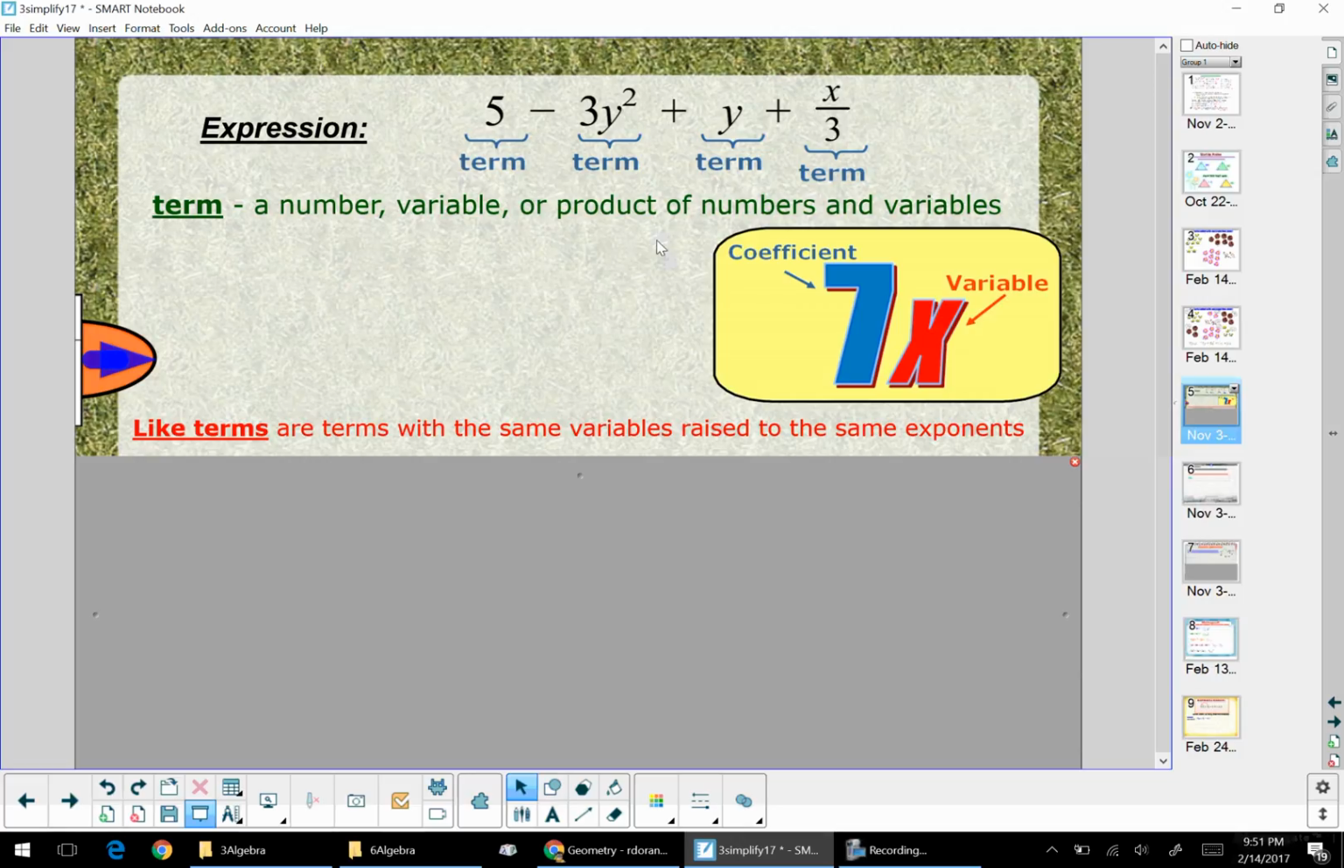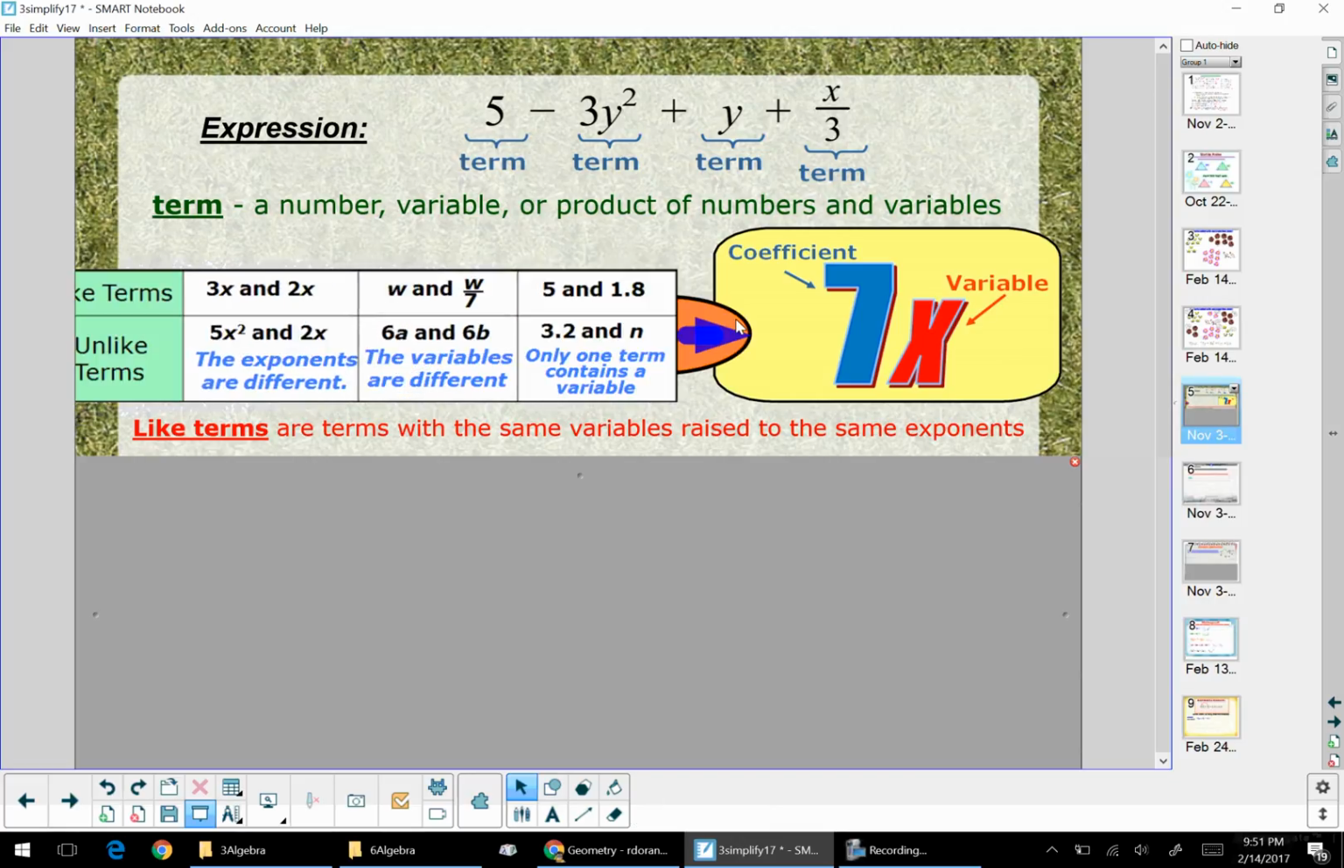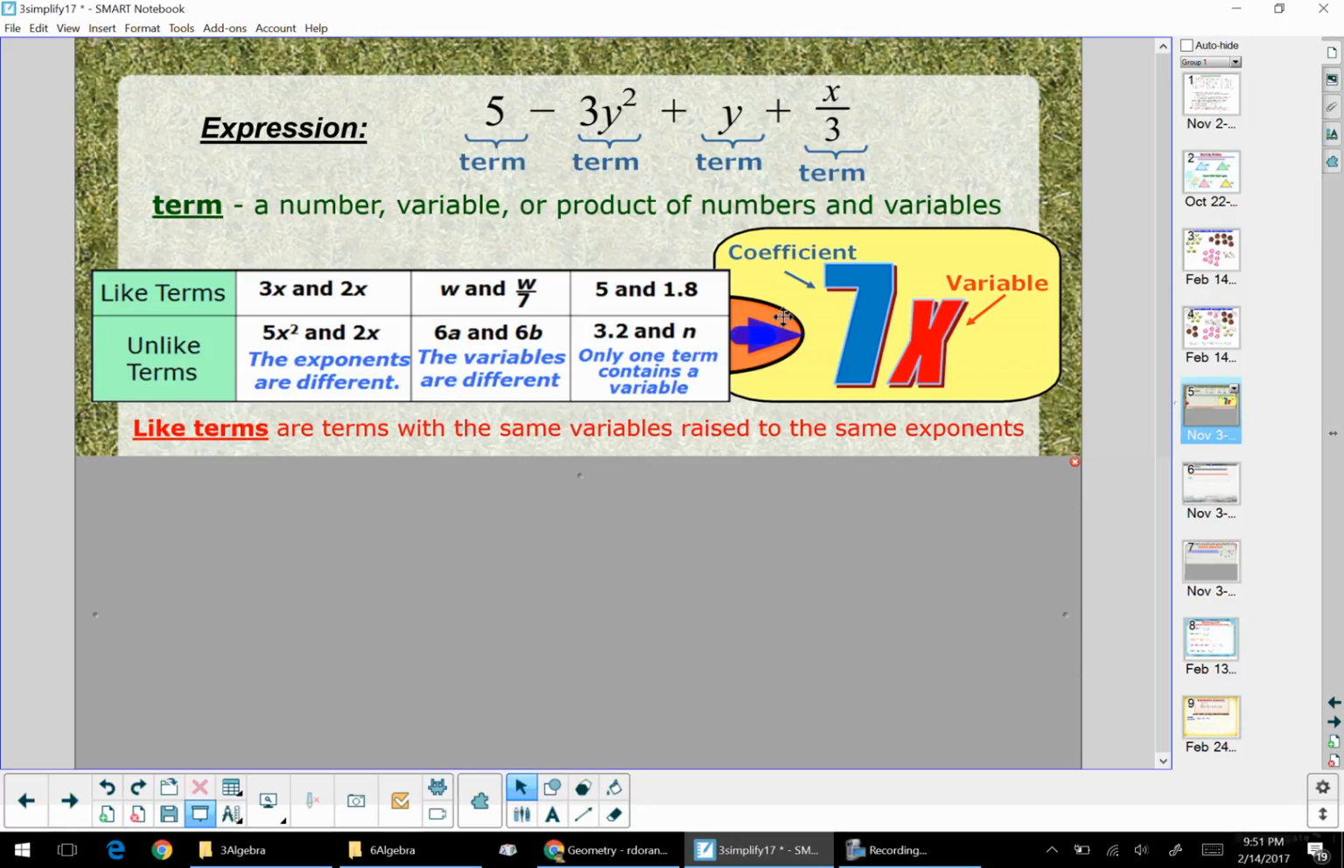In a term, when you have a mixture of variables and numbers, we call the number part the coefficient. We call the variable part the variable. I know it's crazy, hard to believe, but it's true. So a couple examples over here of like terms and unlike terms. So like terms would be two terms that have the same variable. So 3x and 2x are like terms because they both have an x, whereas 5x squared and 2x are not like terms.